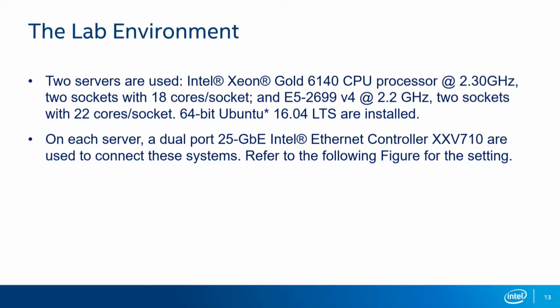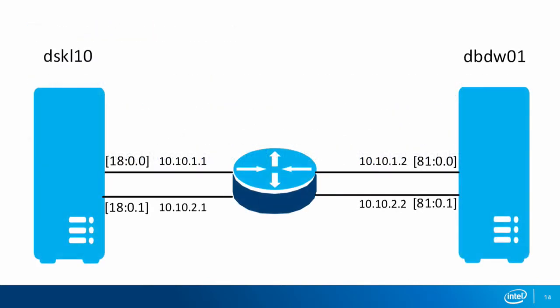In each server, we have a dual port 25 gigabit Intel Ethernet controller 710. And here is the figure. You can see one server is used to install VPP, and the other has TRex installed. And they have two ports connected through a switch.